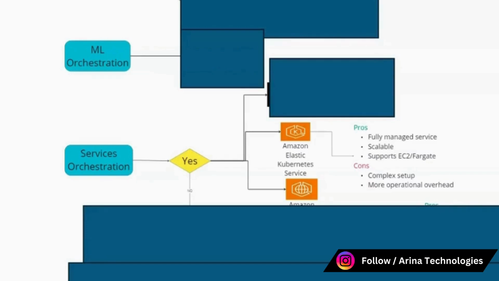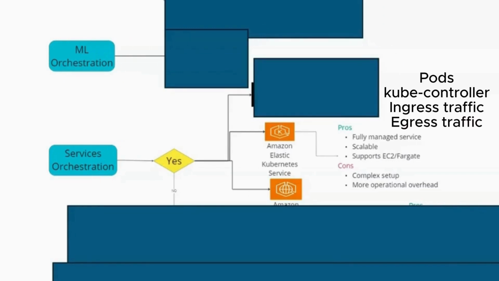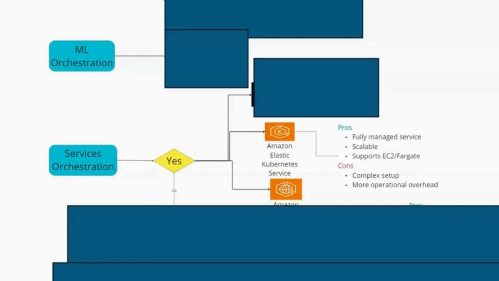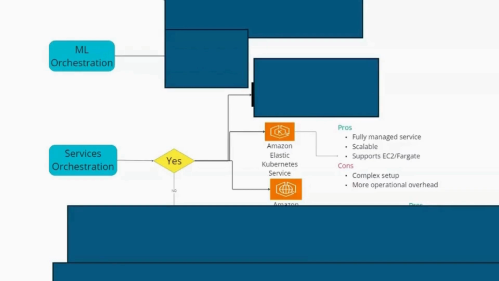One of the cons is that it is very complex. Anytime you set up a Kubernetes cluster, you have to take care of so many things: a node, a pod, kubectl setup, the ingress traffic, egress traffic. It is a little more complex setup compared to other options. Of course, with the complex setup, it also has an operational overhead.